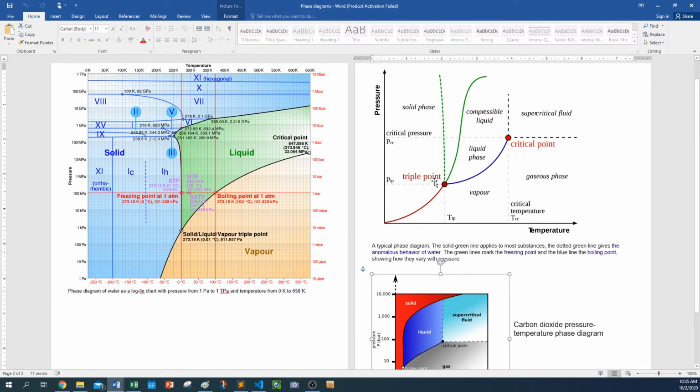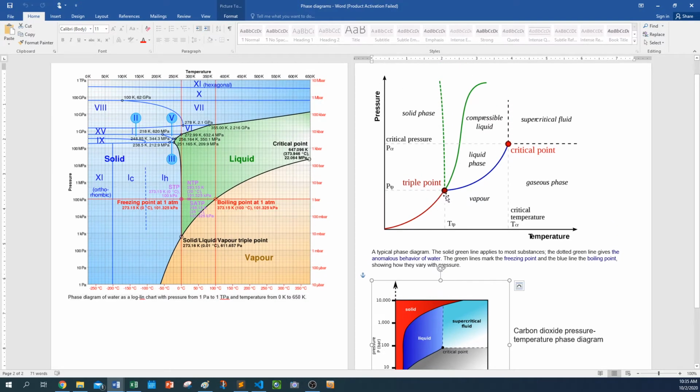We have two major points. One is called the triple point. The triple point is the point at which a substance can exist as a solid, a liquid, or a vapor. The other point is called the critical point. These are the only two things you really need to know. Triple point, it can exist as all three phases. At the critical point, the definition of a liquid and gas disappears.